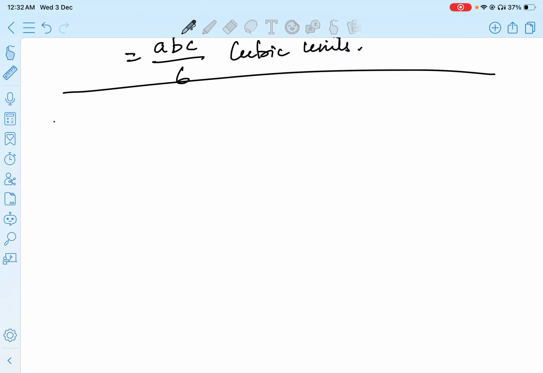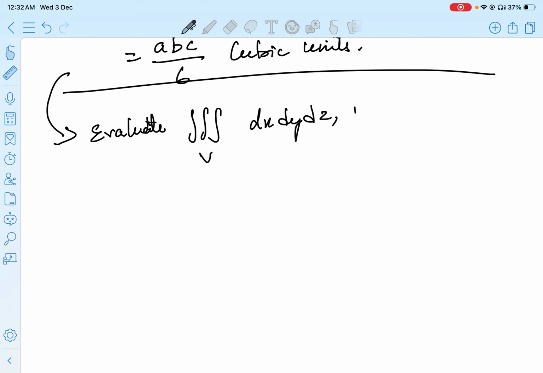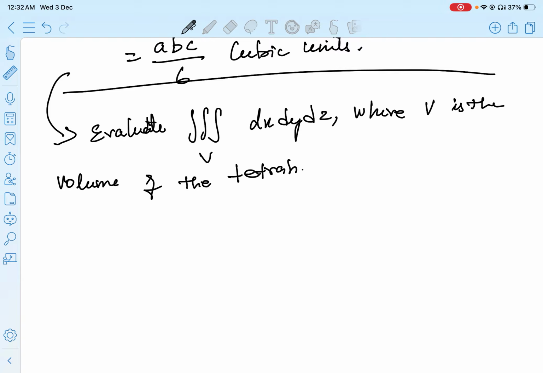Similarly, this problem also has one more question. You can solve using the same methods, dx, dy, dz, where V is the volume of the tetrahedron whose vertices are given. If they ask like this also, you have to write a similar method only.